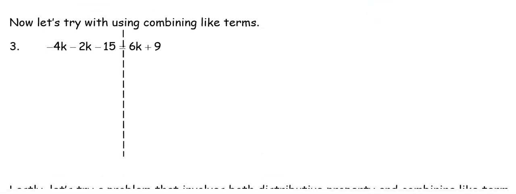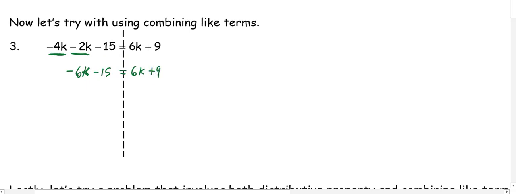Now let's try a problem where we're going to combine like terms. So this time there's no sets of parentheses, but there are two k terms on the left-hand side. So we're going to combine those. Remember when we're combining like terms, if they're on the same side of the equal sign, we're going to use the sign they have to combine them. So in this case, it's -4 minus 2. Which would get us -6k minus 15 equals 6k plus 9.